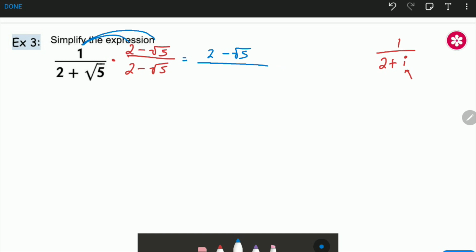On the bottom, they are conjugates, so you could take the shortcut. I'm going to write out all the distribution just because I believe it's kind of important that you know where the conjugate comes from. But 2 times 2 is 4. 2 times negative radical 5 is negative 2 radical 5. Radical 5 times 2 is positive 2 radical 5. And then positive radical 5 times negative radical 5 is negative radical 25.